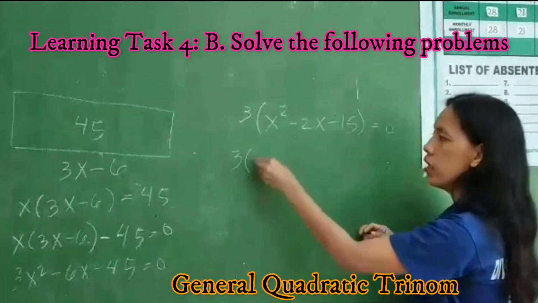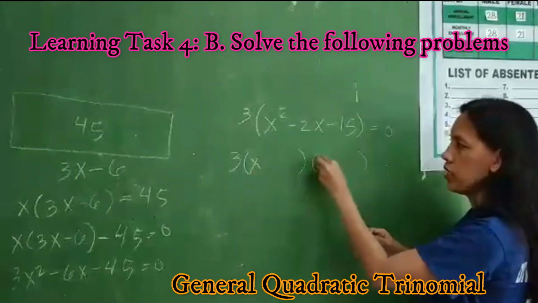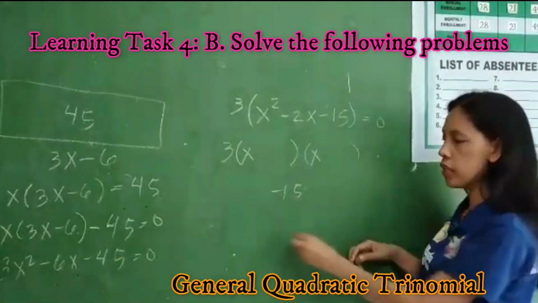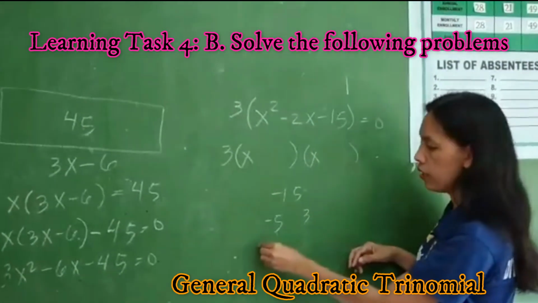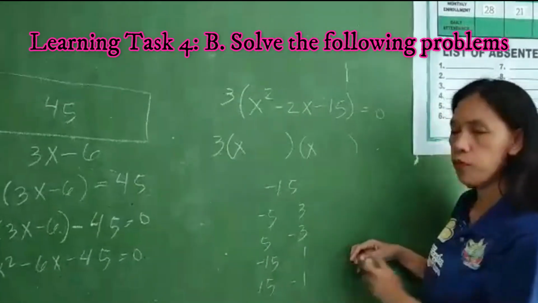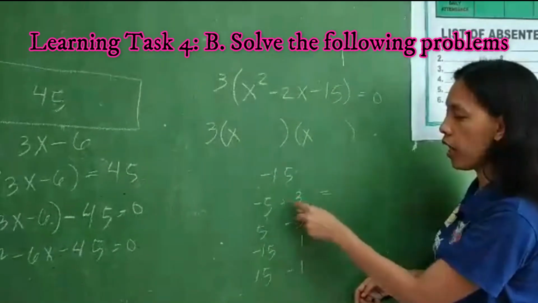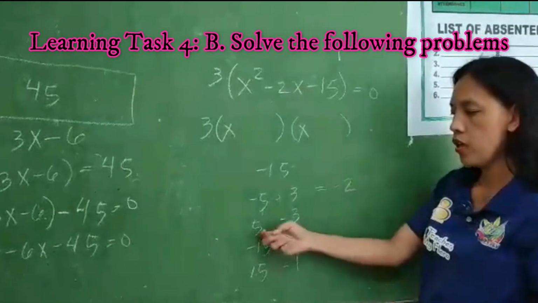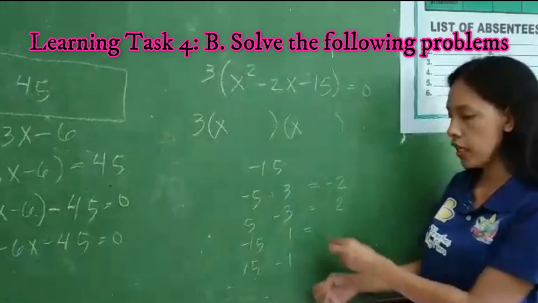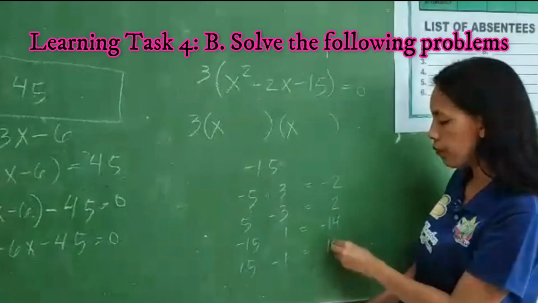So copy 3. Then for the other factors, the square root of x squared is x. Then for 15, negative 15. Get the factors of negative 15, which are negative 5 and positive 3, another one, positive 5 and negative 3. Then we have negative 15 and positive 1, and positive 15 and negative 1. After you list down all the factors of negative 15, get the sum of each pair. Negative 5 plus 3 is negative 2. 5 plus negative 3 is positive 2. Negative 15 plus 1 is negative 14. And 15 plus negative 1 is positive 14.